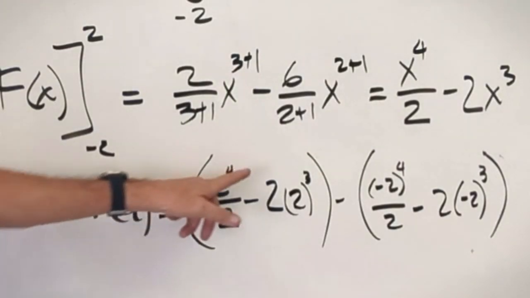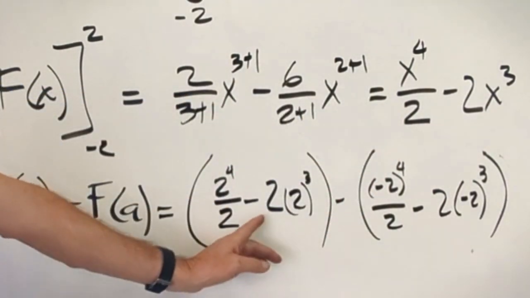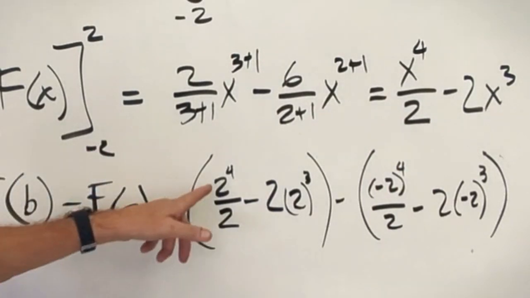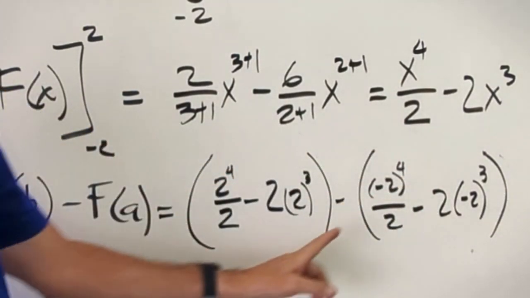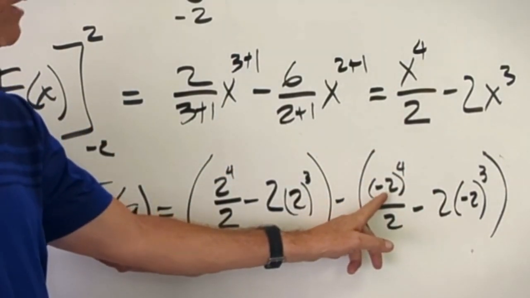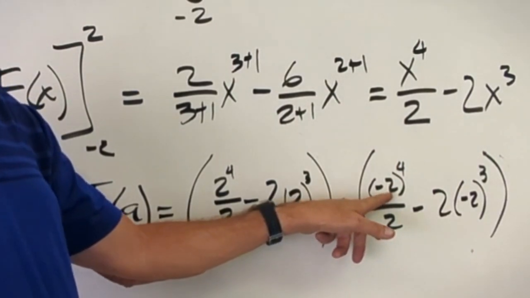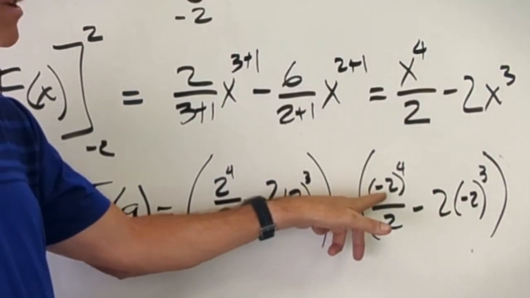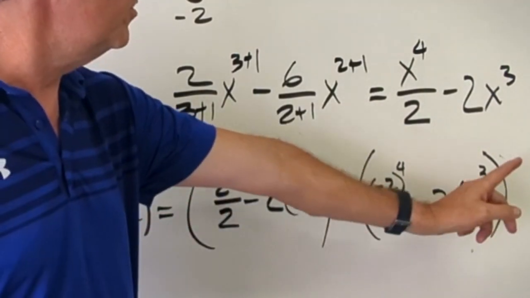So I have 2 to the 4th power over 2. That's just plugging in my 2 there for x, minus 2 times 2 to the 3rd power. Great. My x is positive, so I don't have to worry so much about my parentheses. But when I get over to this one, my x is -2. So I put my parentheses around the -2 to the 4th because that reminds me that I'm just doing -2 times itself 4 times. There's no negative on the outside. It's actually being raised to the power. So that's over 2 minus 2 times -2 to the 3rd.